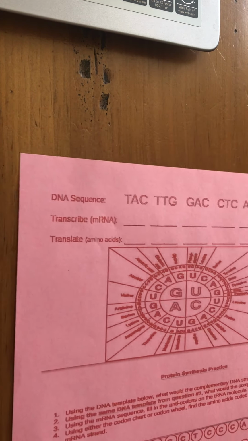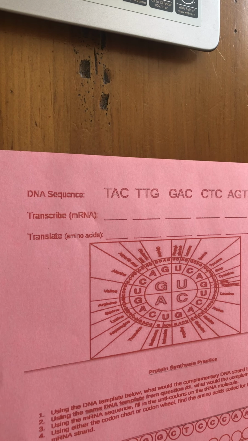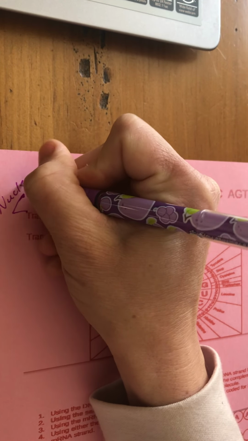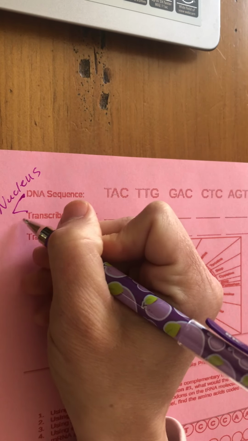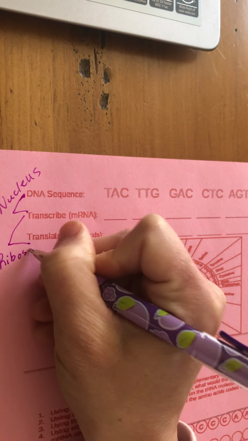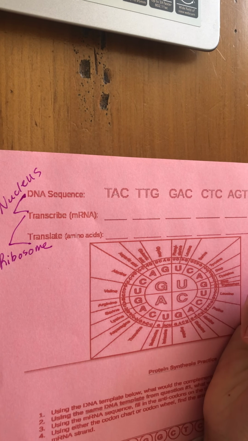Okay, transcribe the mRNA. So now this is not making more DNA. Now the DNA is opening up to code for making a protein in the cell at the ribosome. So the first part that's gonna happen, this part right here, is gonna happen in the nucleus. Okay. Everything else after that is going to happen at the ribosome. Okay, first, that's important.